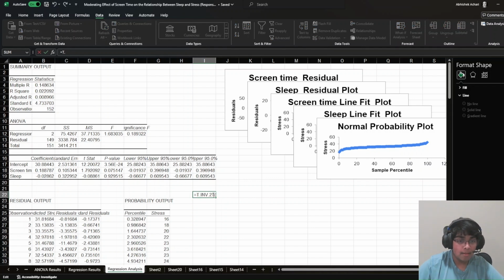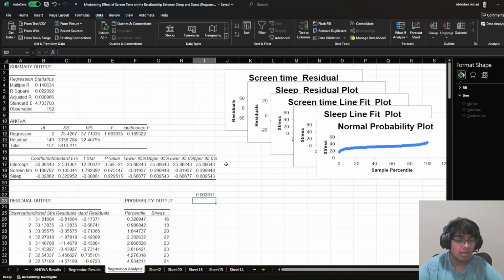T dot. So you can press tab to autocomplete the function. And what it's asking for here is the probability and the degrees of freedom. In this case, the probability would be, due to our desired standard of error of 95%, 0.95. And degrees of freedom, or DF, can be found over here. In this case, the total degrees of freedom are 151. So we'll put that in. And as you can see, we received the value of 0.062.